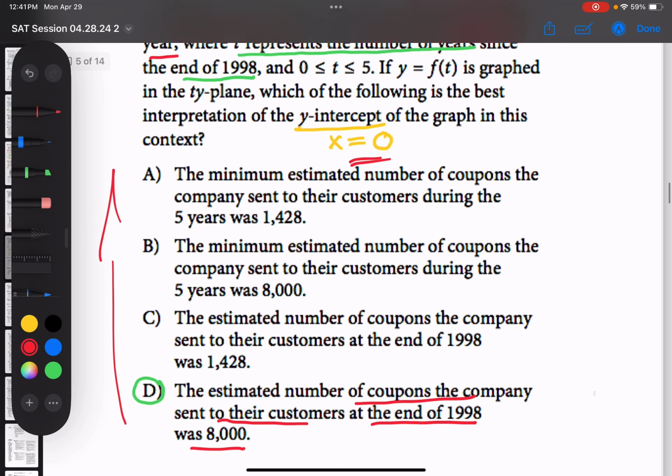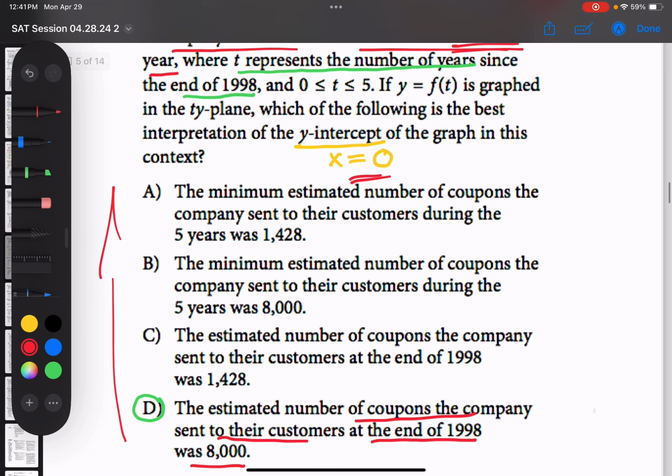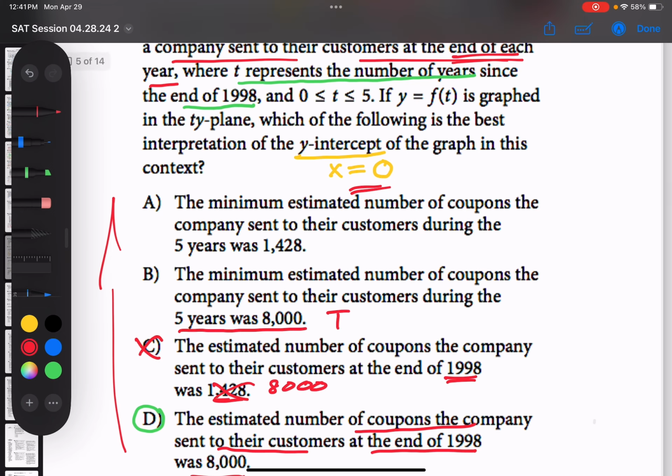But why would C be wrong? C says that your y-intercept is the estimated number of coupons the company sent to their customers at the end of 1998. Yep, so far so good. But was 1428? No. It's 8,000, not 1428, so this answer is wrong. What about B? The minimum estimated number of coupons the company sent to the customers during the entire 5 years? No, that would be when t equals 5. They gave us t equals 0, not 5, so therefore B is out.